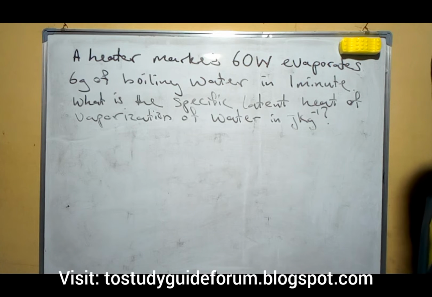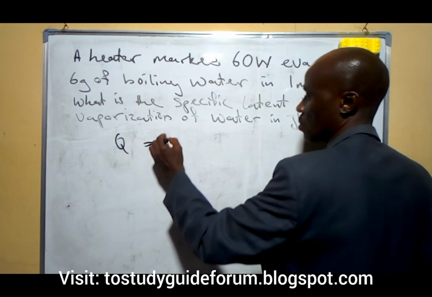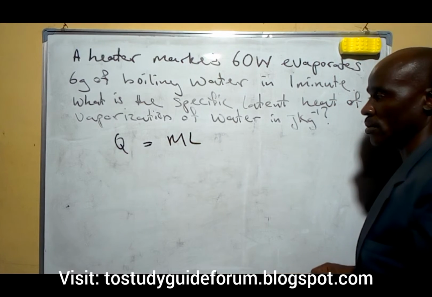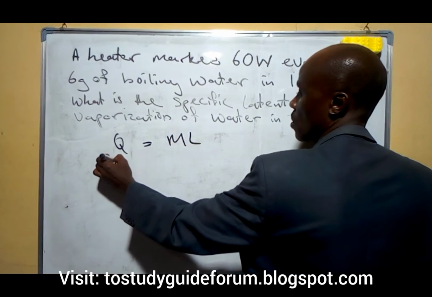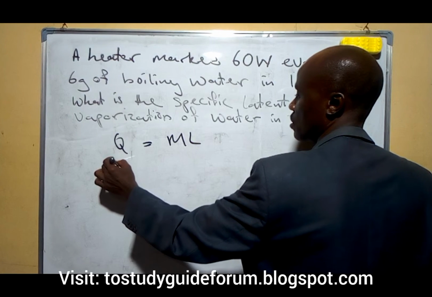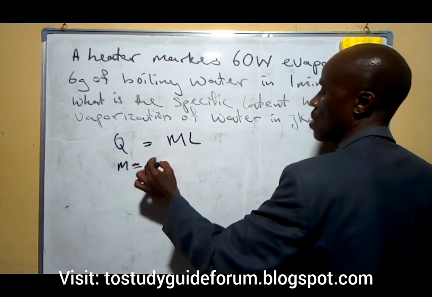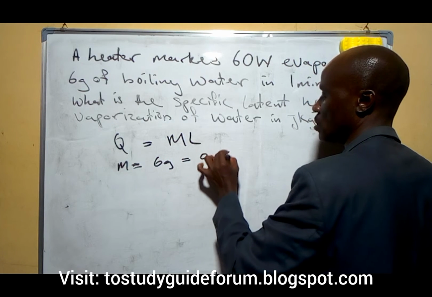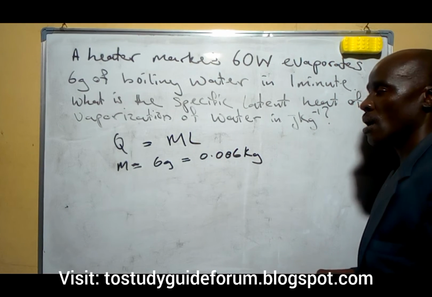To solve the problem, we know that quantity of heat is equal to mass times L, which is the specific latent heat. The mass in this case is equal to 6 grams, which is the same thing as 0.006 kg.